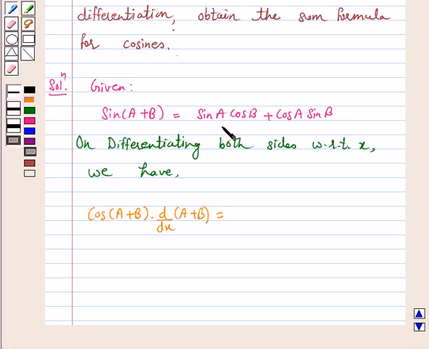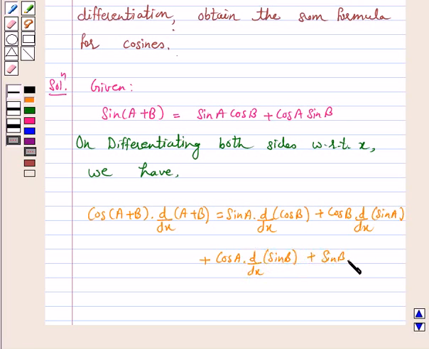now again for this term we will apply the product rule. So this is sine A into d by dx of cos B plus cos B into d by dx of sine A, plus, again here apply the product rule, cos A into d by dx of sine B plus sine B into d by dx of cos A.